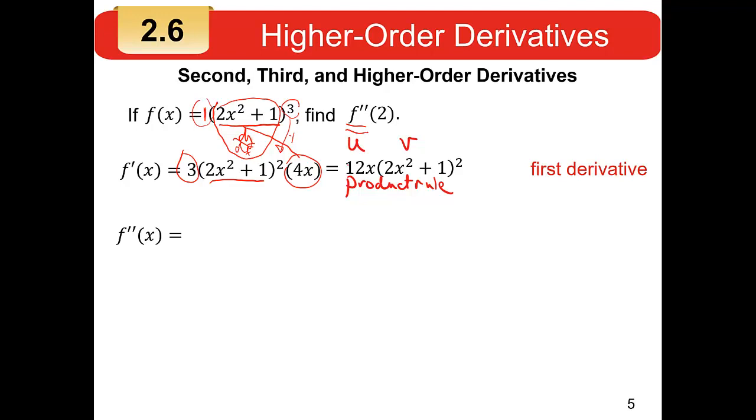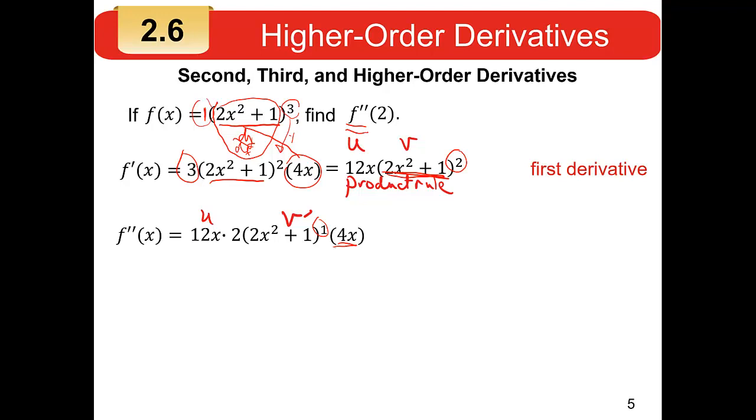Remember, the product rule says take the first factor times the derivative of the second one, plus the second factor times the derivative of the first. Hope that's second nature by now. So using the product rule, you take the first factor, which is the u, which is 12x. You multiply it by the derivative of the second factor. The second factor is a function to a power, so that's going to be the general power rule. You bring the 2 down front, you write the base down, which is 2x squared plus 1. But then you reduce the power by 1, so the 2 becomes a 1. And finally, you take the derivative of the inside function. The derivative of 2x squared plus 1 is 4x.